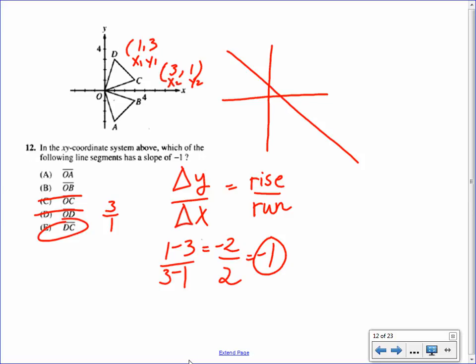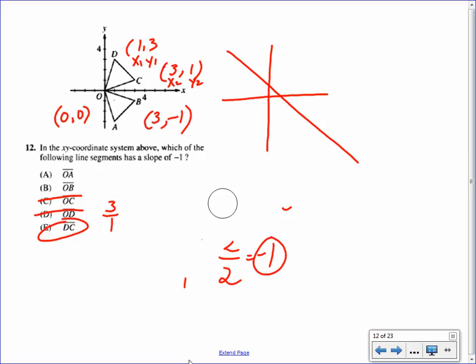And then if we wanted to, we could just double check with OB. So O, the origin, is 0, 0. B is 3, -1. Okay. So from this, especially since the origin is 0, 0, it's easy to see that the change in y over the change in x will give us something other than a -1. Let's just carry it out.